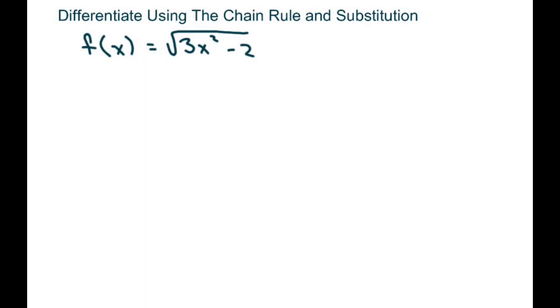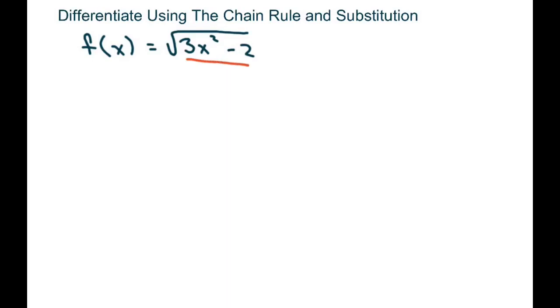Differentiate using the chain rule and substitution. This video has 8 problems in it, including cosine, sine, tan, e, and natural log. So if you want to scroll through and see which one you want to see, you're welcome to do that. The first thing we have is this square root function. And the first thing I'm going to do is use substitution.